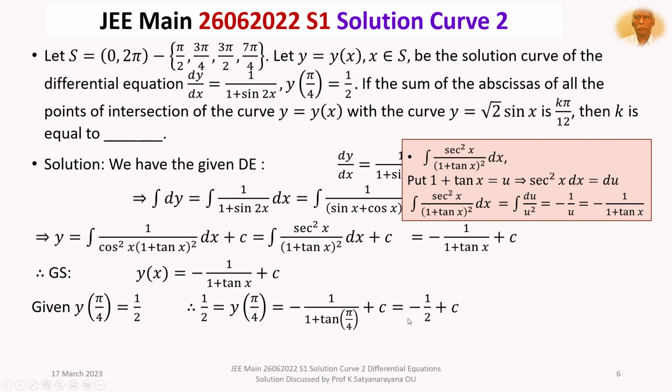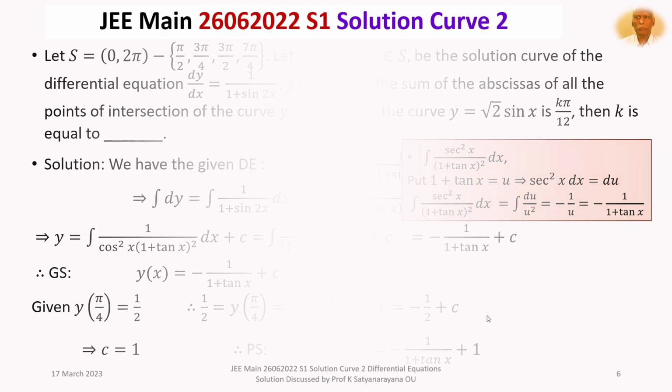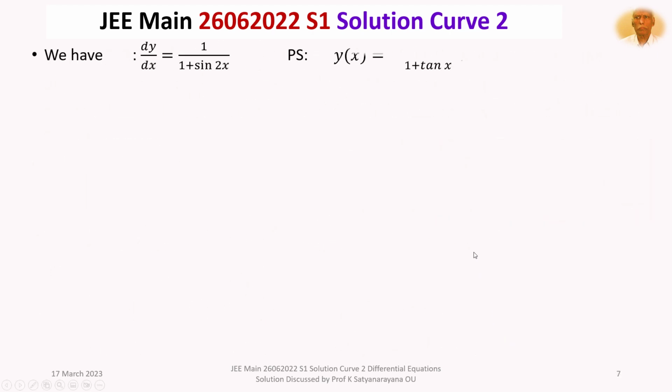So thus we got minus 1 by 2 plus c is equal to 1 by 2. From this we get c is equal to 1. And replacing c by 1, we get a particular solution. What's the particular solution? y of x is equal to minus 1 by 1 plus tan x plus c, which is 1. We continue in the next slide. That's what we have done so far.